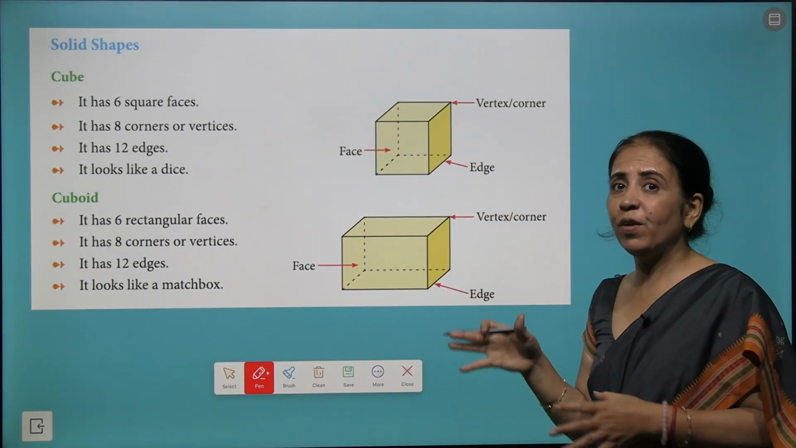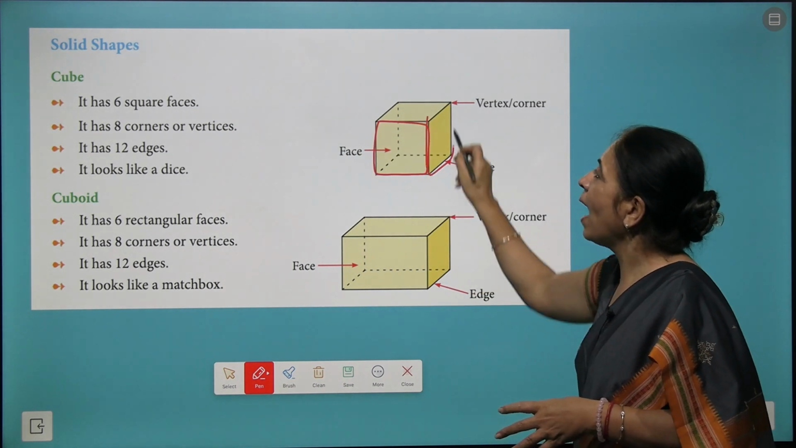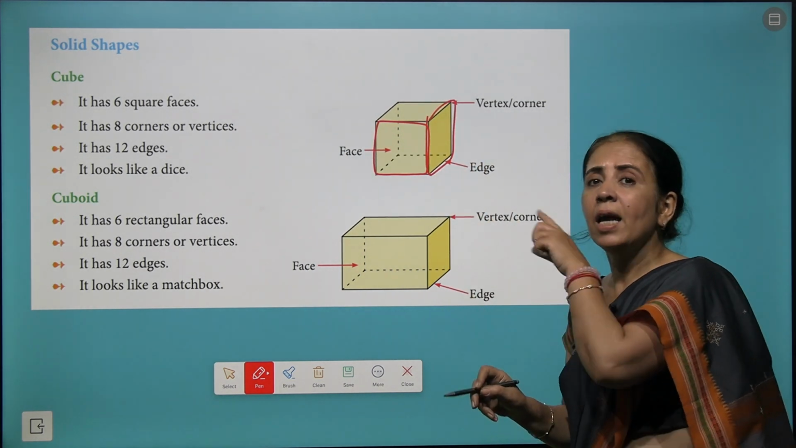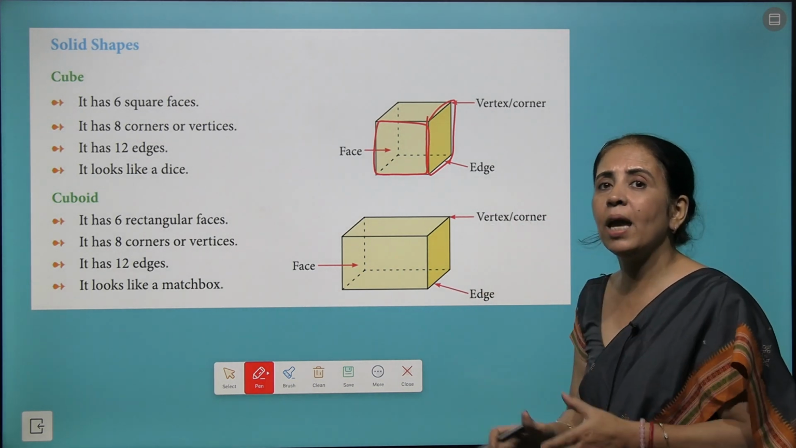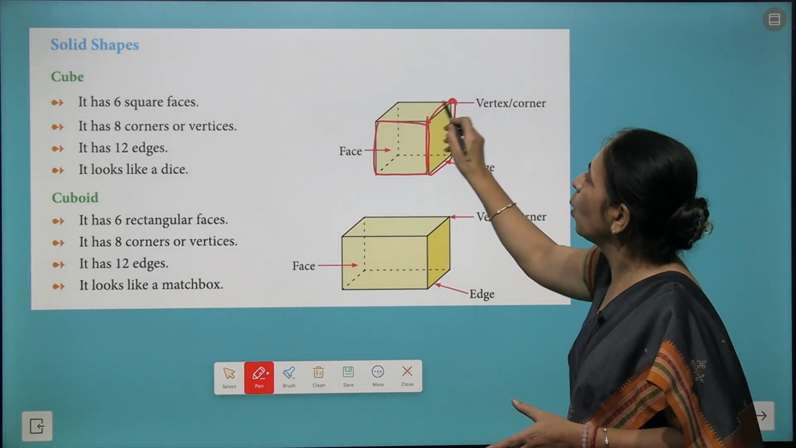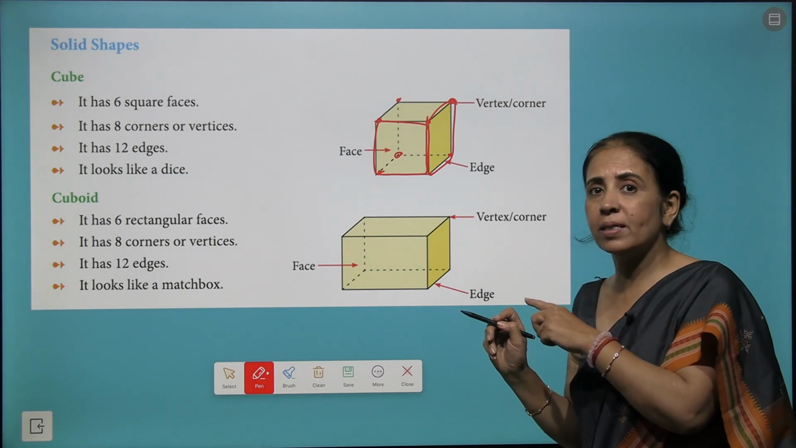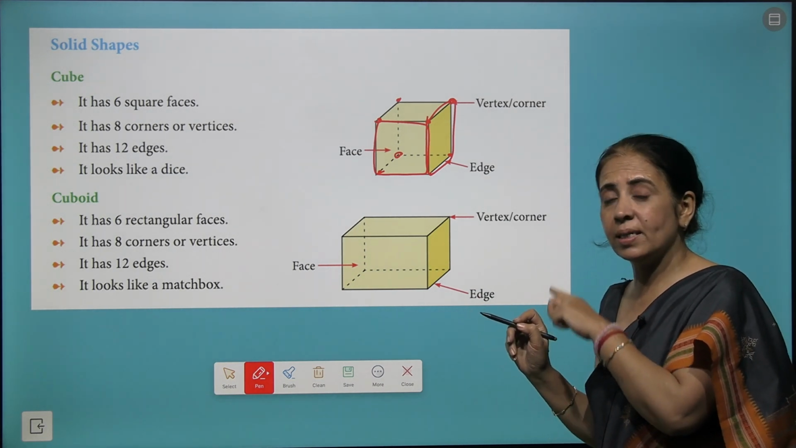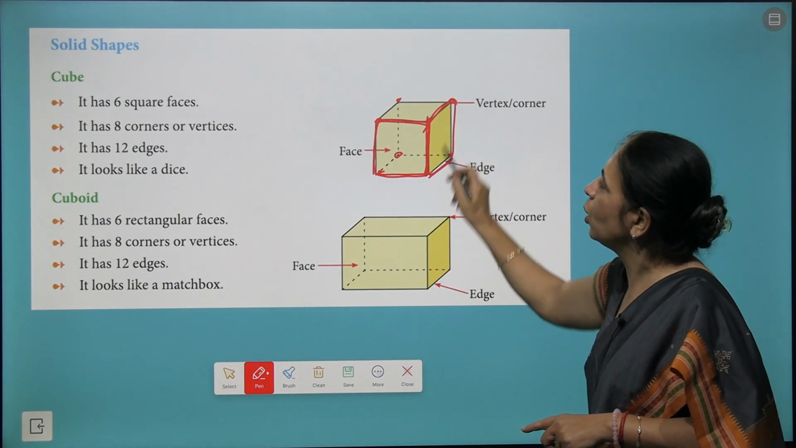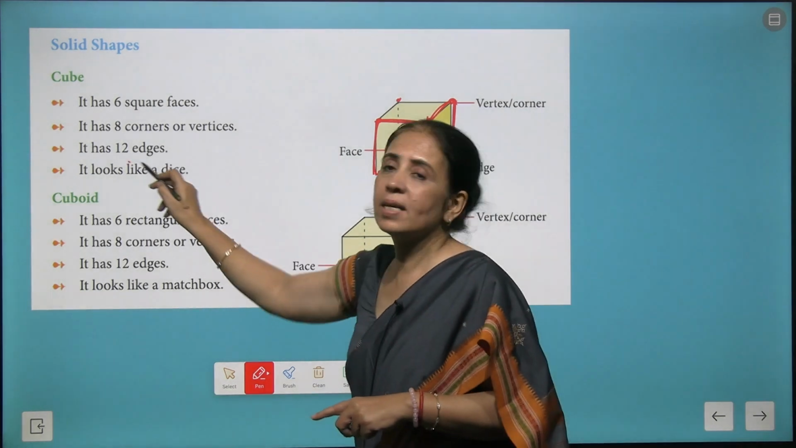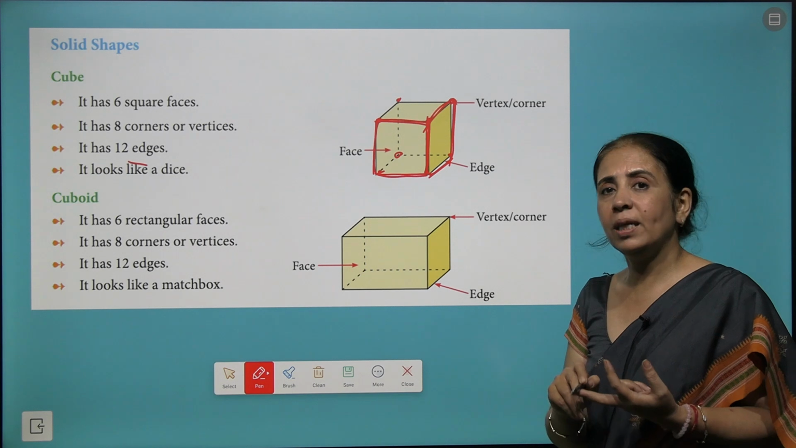So the first shape that we take is a cube. A cube has 6 faces. These are the faces, and all the 6 faces are equal in size. So when you put each face one over another, they overlap, and these are called the corners or vertex. And the plural of vertex is vertices. It has 8 vertices, and these lines are called edges. We say a cube has 12 edges. And if you take the example of an ice cube, or a dice, all these are shapes of cube.